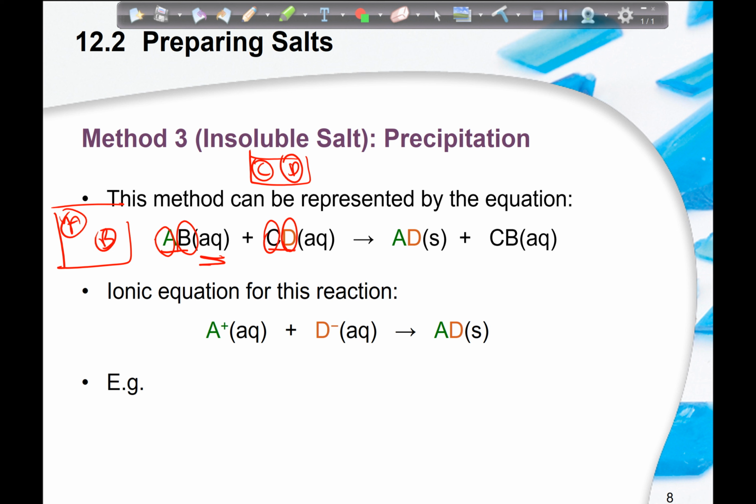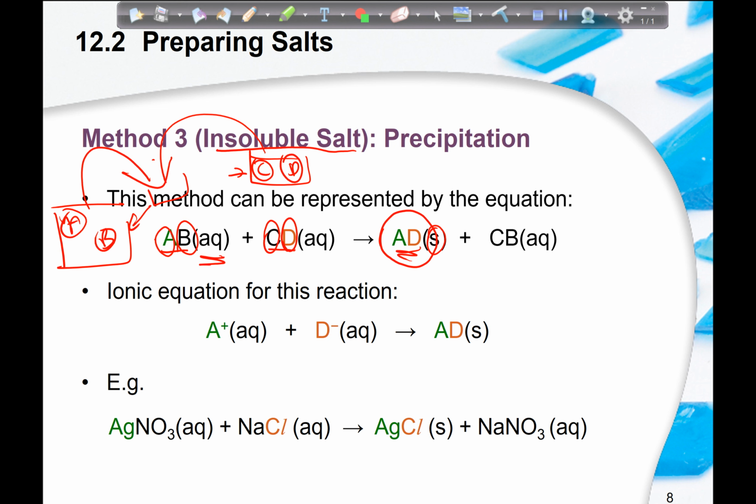If I want to prepare an insoluble salt, which is a solid, what will happen? We have to start off with two soluble solutions. I mix these two solutions into one pot, and the ions will be able to move around. When the ions of the insoluble salt come together, it will become a solid. Once it becomes a solid, the ions are no longer moving, so that is how I get my insoluble salt.